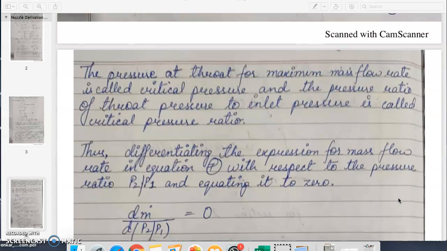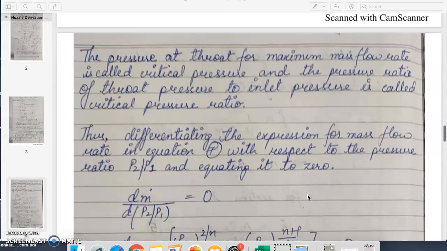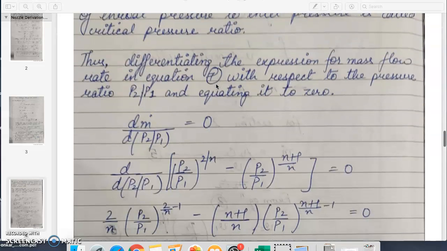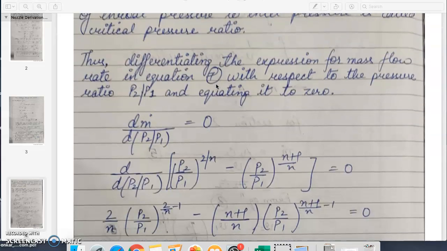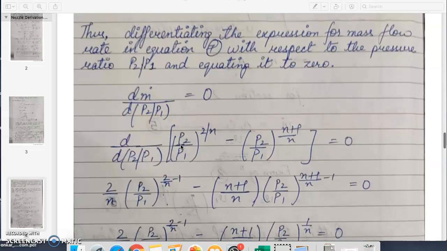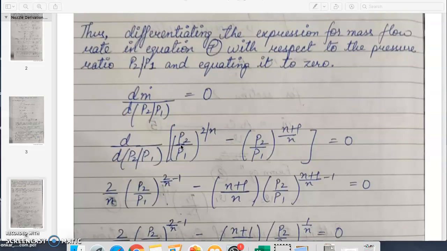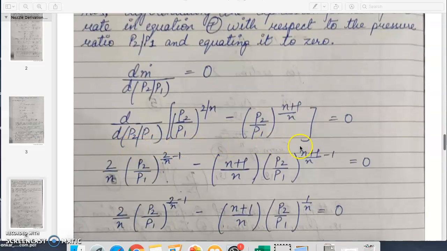Now for having the maximum mass flow rate through the nozzle, we will calculate a term which will be known as critical pressure, and the critical pressure is the pressure ratio of the pressure at the exit, or the pressure at the throat, to the pressure at the inlet, and this is known as the critical pressure ratio. To get the expression for the same, we will differentiate the expression for mass flow rate with respect to the pressure ratio P2 by P1 and equate it to 0, obviously for the maximization purpose. So I have differentiated this.